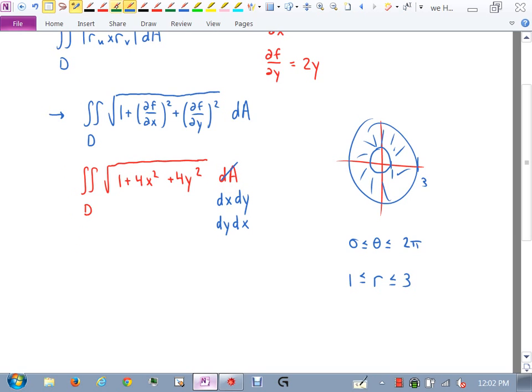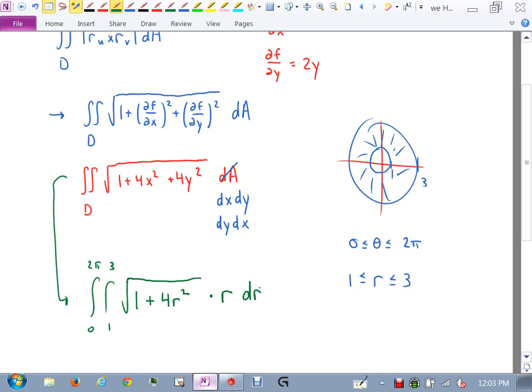So I'm going to convert this integral now to polar. I'll go 0 to 2 pi. It doesn't matter what order I go here, 1 to 3, because they're both constants, right? Square root of, anybody see what that becomes? 1 plus 4r squared, because if you factor out a 4 out of the last two terms, you get 4 times x squared plus y squared, but x squared plus y squared is r squared by the Pythagorean identity. And then the very important r from polar conversion, and now dr d theta.